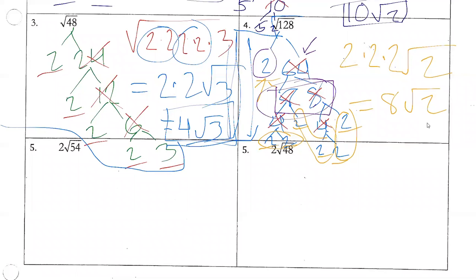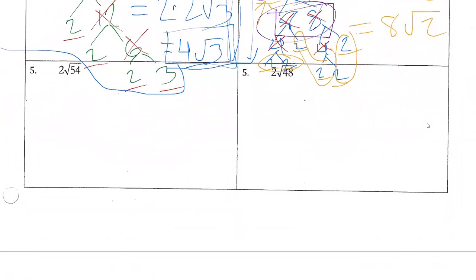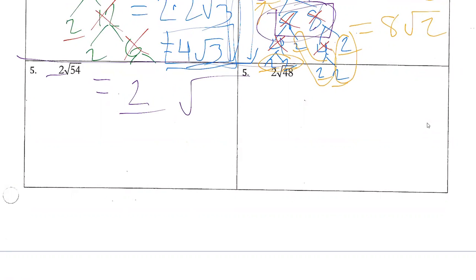All right, so then these last two problems, there's nothing too different other than there's a constant already on the outside. The only thing that's going to be different, and I'm just going to erase that so it's not in the way, is we start with the 2 on the outside. So we're just going to do our factor tree like we normally would.